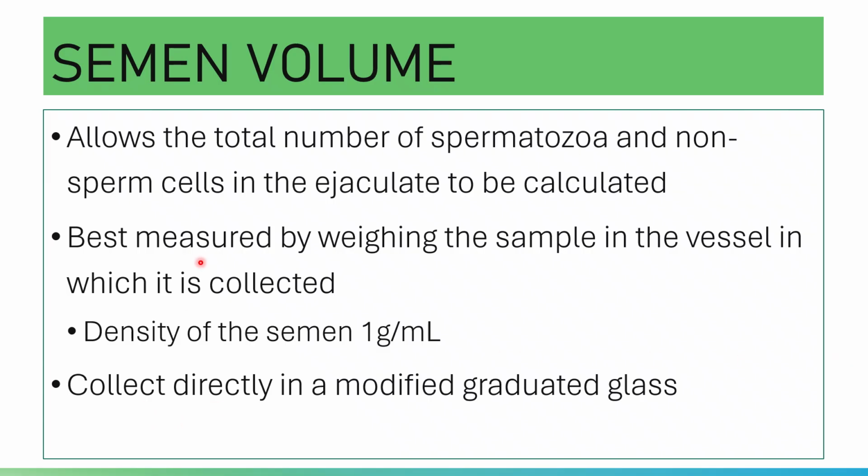So again, the best way to measure the semen volume is to pre-weigh the sample container and then weigh the container with the semen in it.